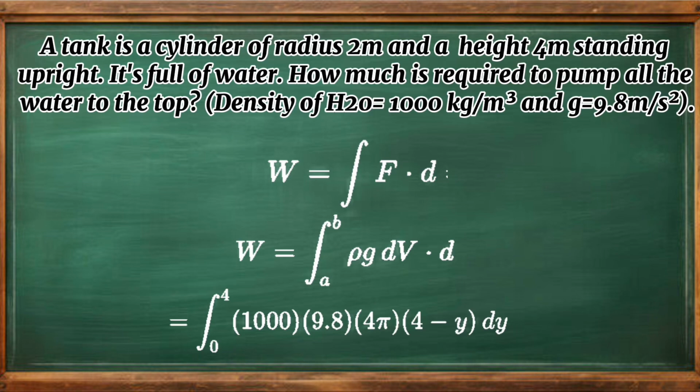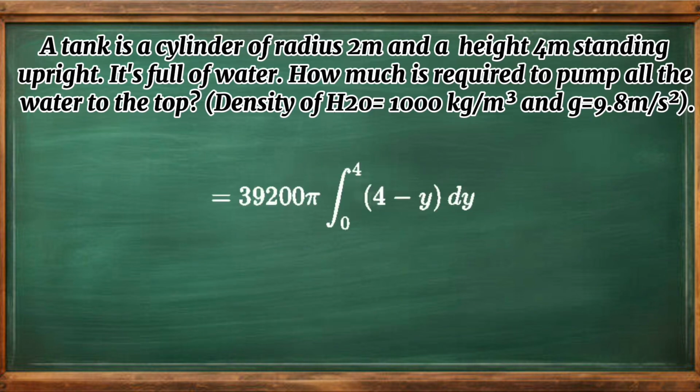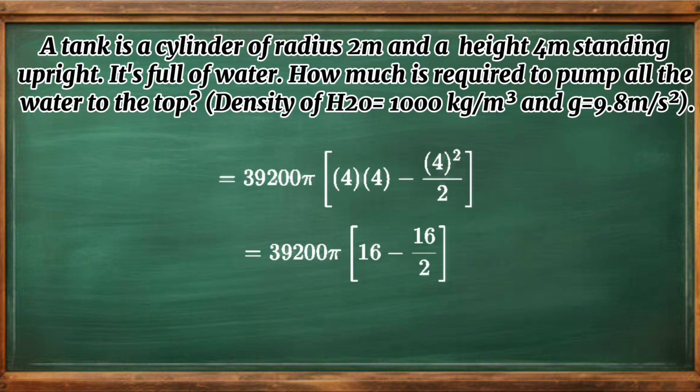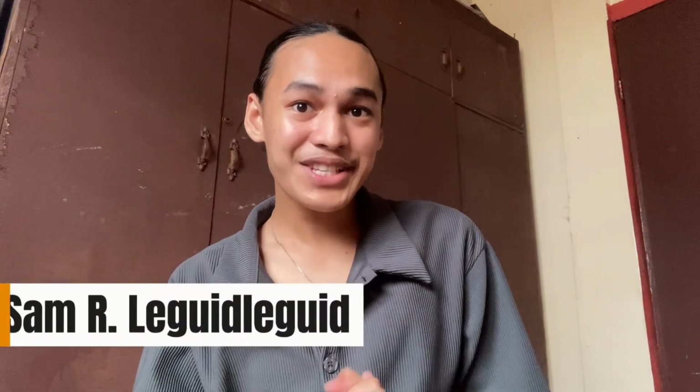Then, we simplify our equation. Now, we have 39,200 pi times the integral from 0 to 4 of 4 minus y dy. Now, we integrate our equation. We have 39,200 pi times 4y minus y squared over 2 from 0 to 4. Then, we evaluate our equation. So, the work done to pump all the water to the top is 313,600 pi joules.